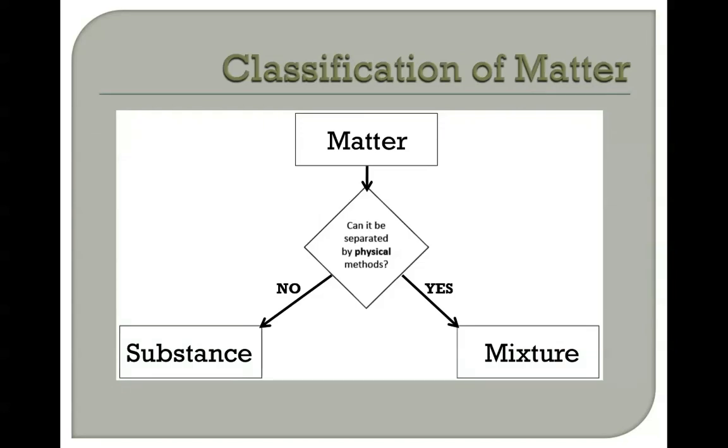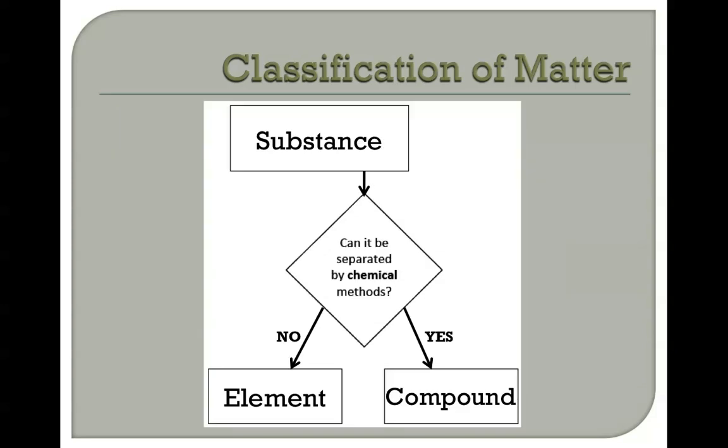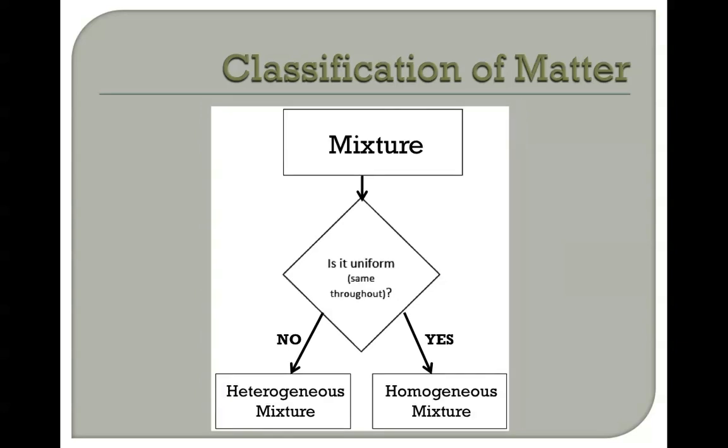Alright, so here's a little summary of what we've done in concept B and C. With matter, you first want to ask, can it be separated by physical means? If it can, then it's a mixture. If it's not, then it's a substance. And then from a substance, you want to think about, can it be separated by chemical methods? If it is, then it's a compound. So compounds cannot be separated by physical means, but they can be separated by chemical. And if it's no, then it's an element. So elements cannot be separated by physical or chemical methods.